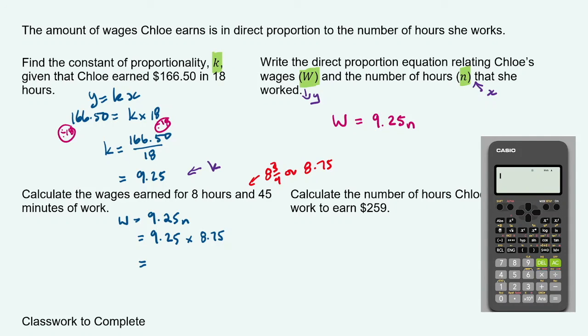Let's see that calculation in progress. There's 9.25. Multiply that by 8.75. Hit my equals. And I've got there 80.9375. But I want to round off to 2 decimal places. So it's $80.94 because of that 7 there. Okay, let's get rid of our calculator again.